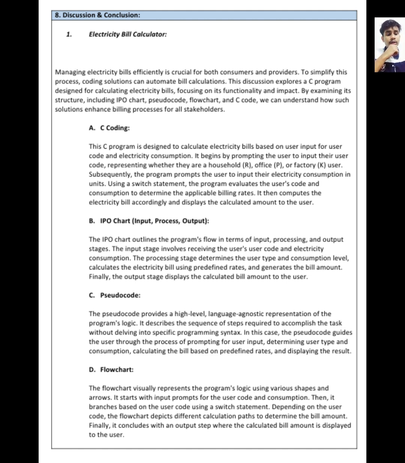The pseudocode provides a high-level, language-agnostic presentation of the program logic. It describes the sequence of steps required to accomplish the tasks without delving into specific programming syntax. In this case, the pseudocode guides the user through the process of prompting for user input, determining user type and consumption, calculating the bill based on predefined rates, and displaying it.